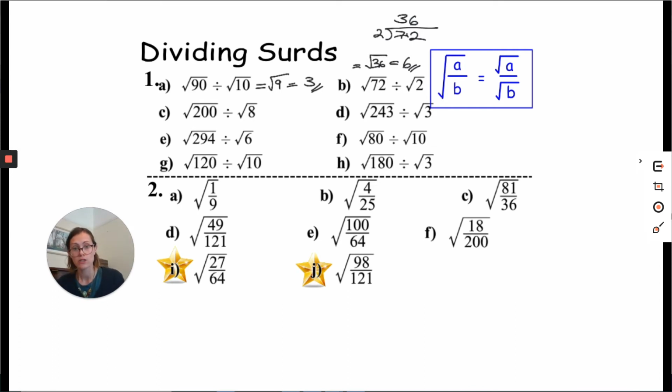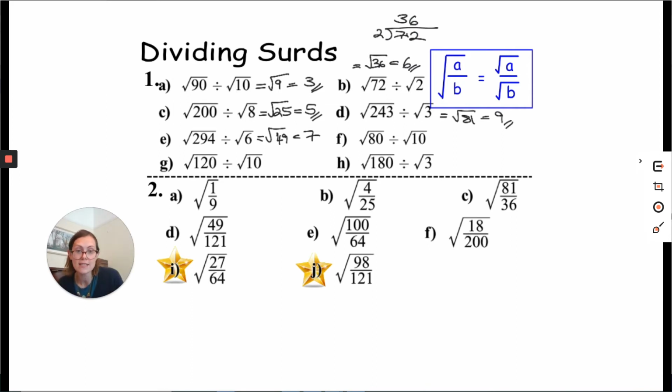Right, welcome back. So let's finish off these answers. So part C, you've got root 200 divided by root 8. So 200 divided by 8 should have given you root 25, which does just drop out to give you 5. Part D, root 243 divided by root 3. This gave you root 81, which dropped out straight to become 9. E, root 294 divided by root 6 became root 49, which would just drop out to become 7.